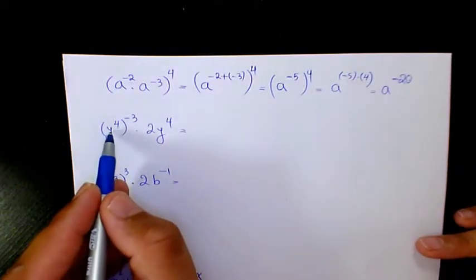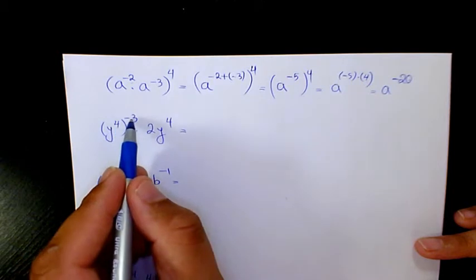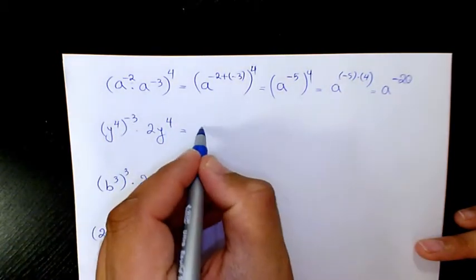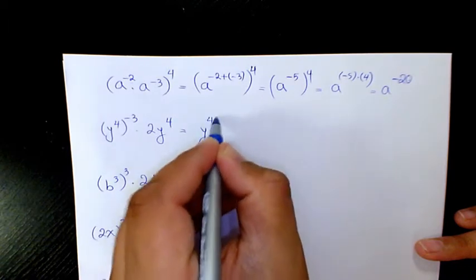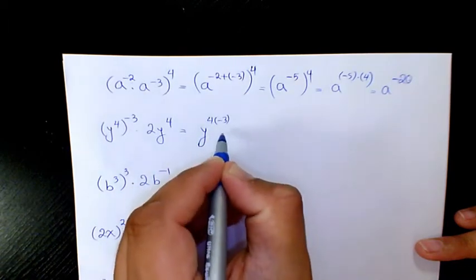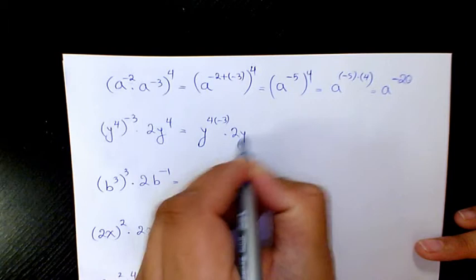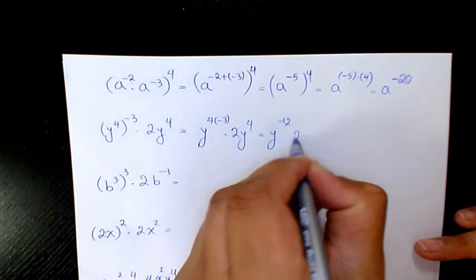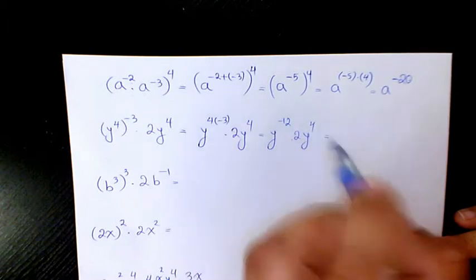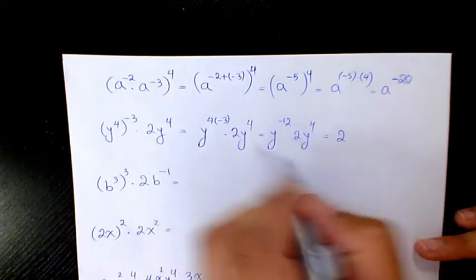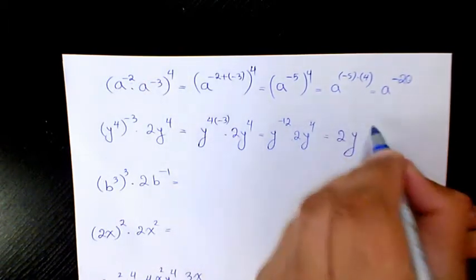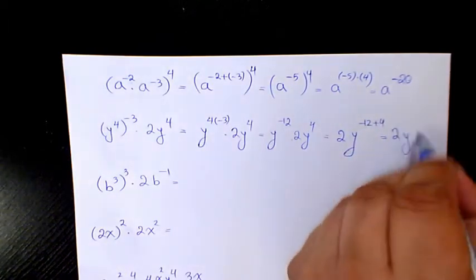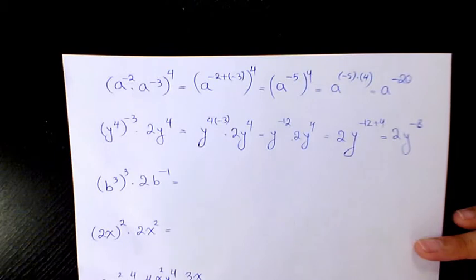Next one, y to the power of 4 times negative 3 times 2y to the power of 4. So the first one is going to be y to the power of 4 times negative 3, times 2y to the power of 4. So it's going to be y to the power of negative 12 times 2y to the 4. I need to write the 2 at the beginning, and then you have y to the power of negative 12 plus 4. So it's going to be 2y to the power of negative 8.